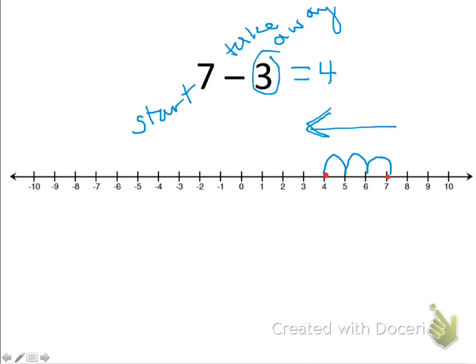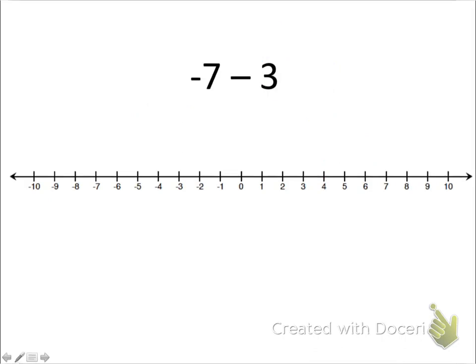Alright, let's do another example. Here I have negative 7 minus 3. If you compare this question to our last question, the only difference is this negative sign here, which means the only difference in this question is where we start. Remember, our first number is where we start. So this time, instead of starting at positive 7, we're going to start down at negative 7. So negative 7 is down here.